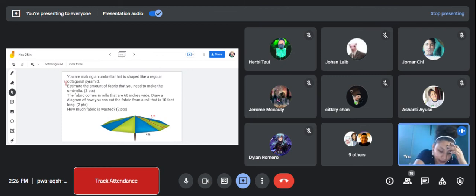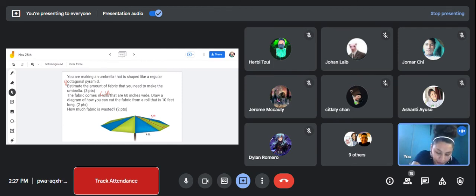Estimate the amount of fabric that you will need to make the umbrella. Similar question to the one with the lamp, right? For this one, we are only going to find the curved surface area because we only need fabric for the sides of the umbrella at the top. Yes, everybody understands that? So that is the first question that you're going to be doing there.